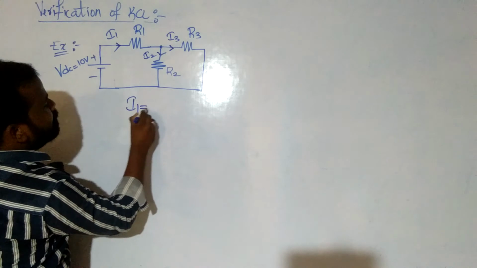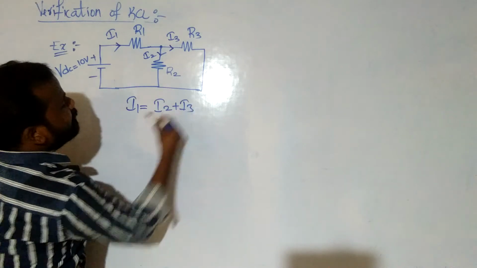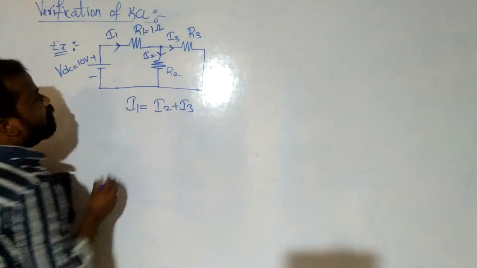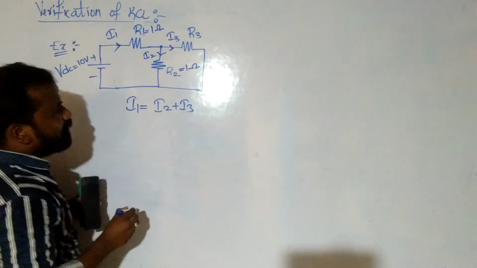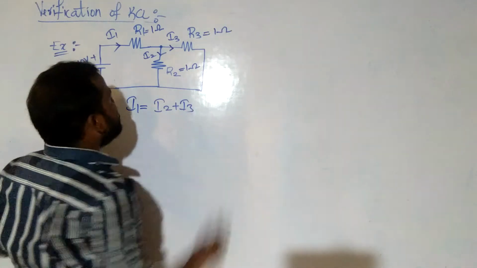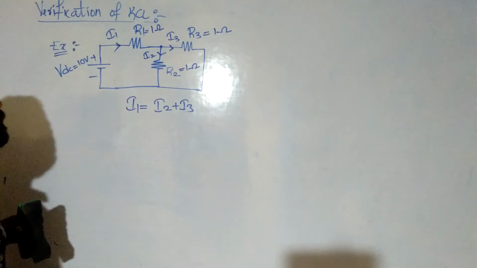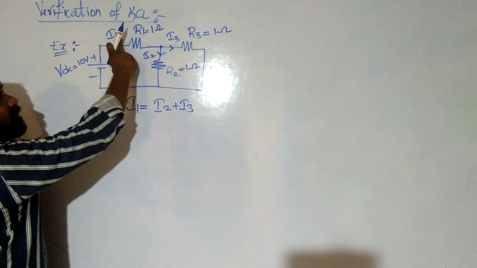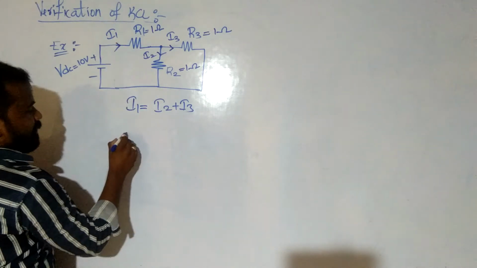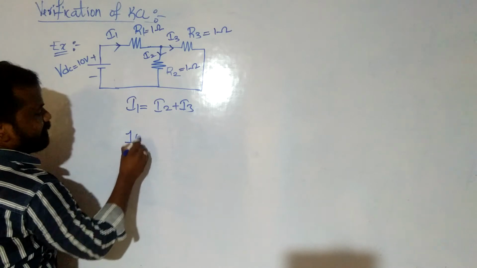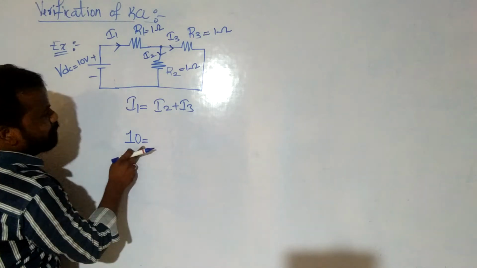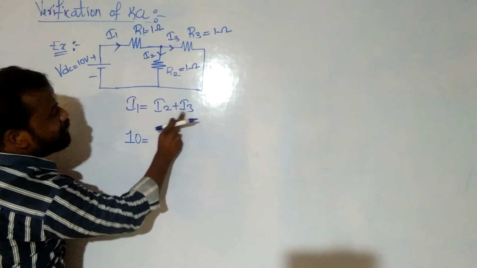Now to verify Kirchhoff's current law, I1 must be equal to I2 plus I3. To verify this, I am considering R1 value 1 ohm, R2 also 1 ohm, and R3 also 1 ohm. Now, to verify Kirchhoff's current law, first we need to calculate the value of I1. For example, after calculating I1, if I get a current of 10 amperes, then 10 amperes must be equal to I2 plus I3.